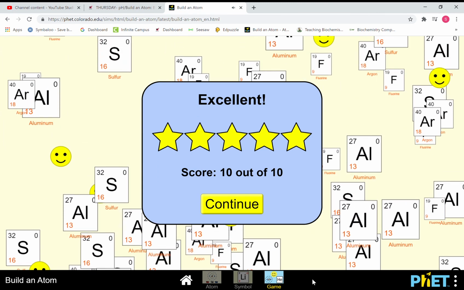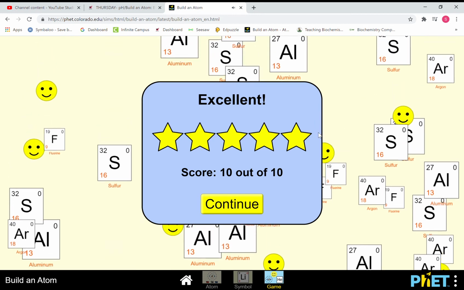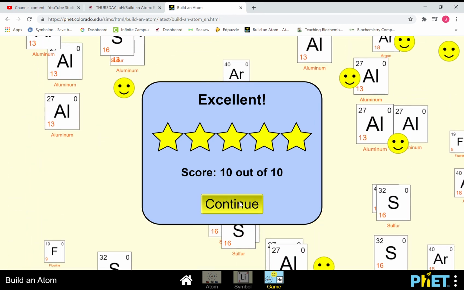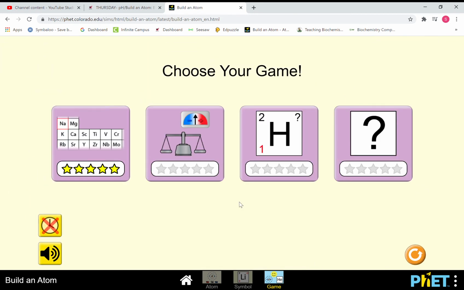Now it's going to give me my score. I got 10 out of 10. I got 5 stars. I can either take a screenshot of this page or I continue back, and once I've played 2 games, it'll give me 2 sets of stars here. And then you can either screenshot this page or your individual game and turn that in on the assignment. Again, you need to choose 2 out of these 4.